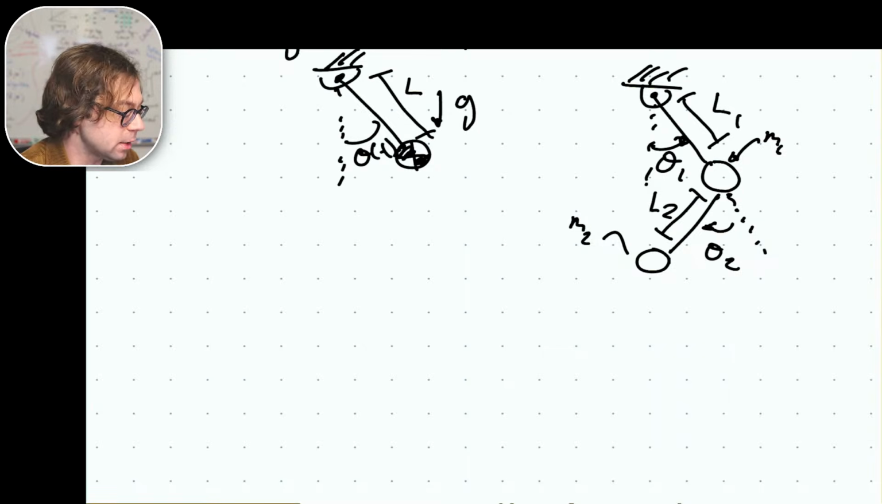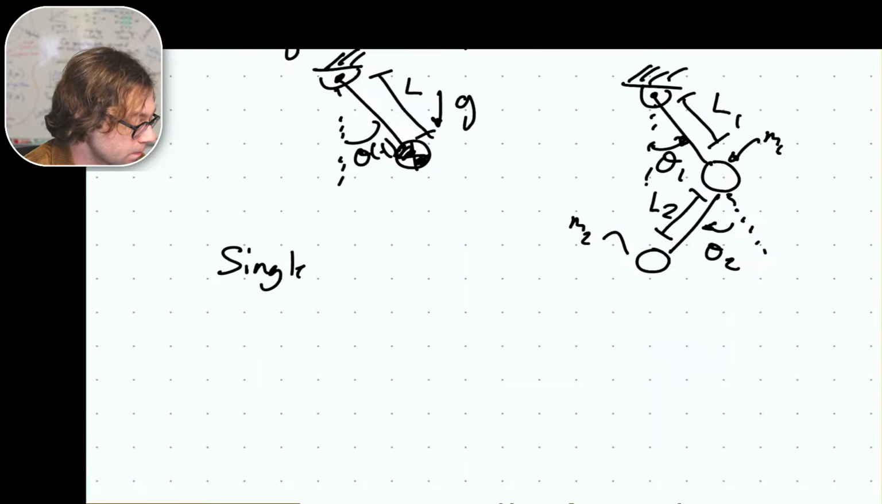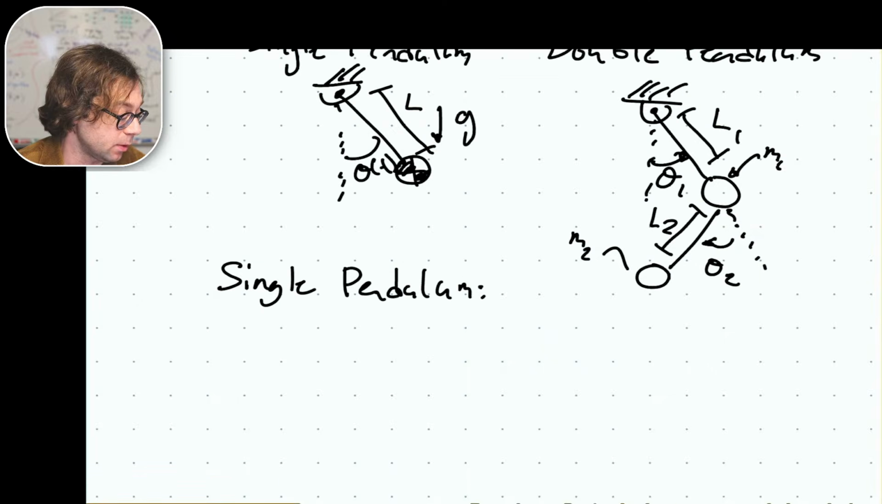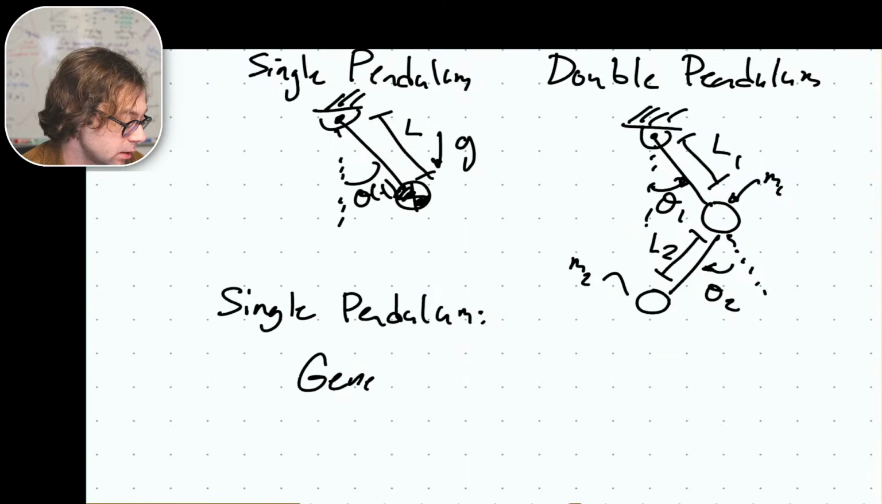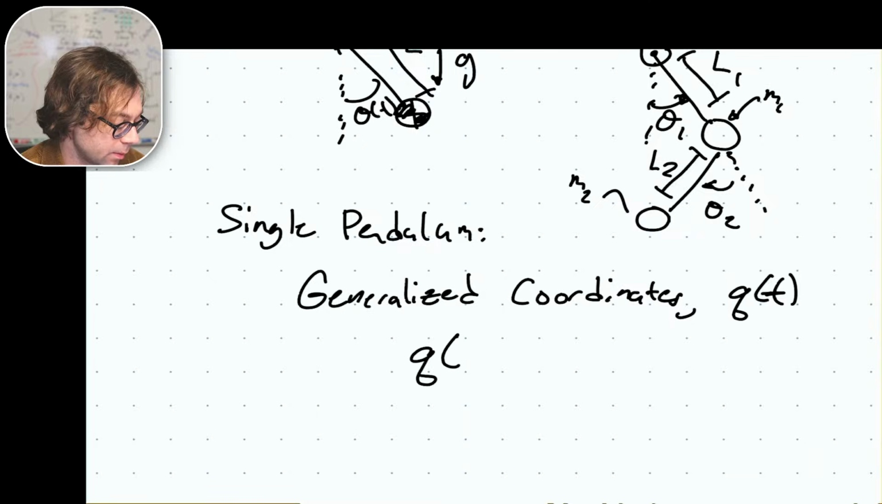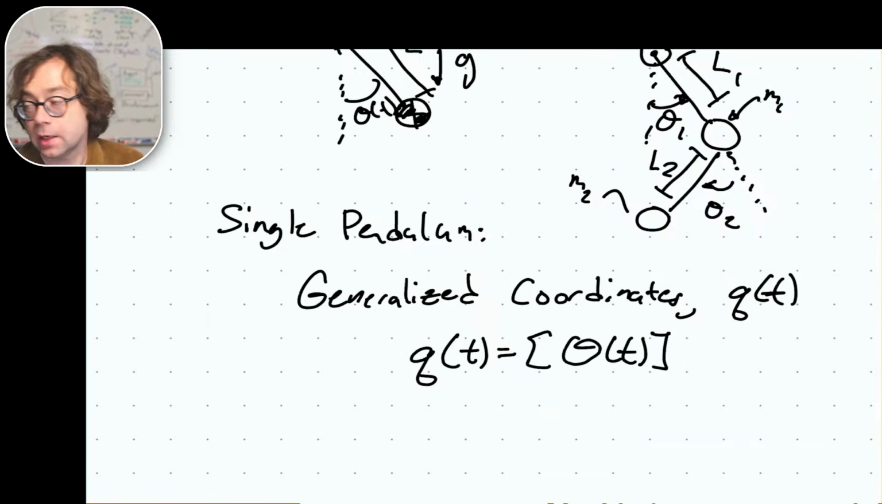So we want to use Lagrangian mechanics, and we have all the different steps. So let's do it for the single pendulum. First thing we're going to define are our generalized coordinates. Those are the degrees of freedom of our mechanism, okay? Our generalized coordinates, q of t. Now for the pendulum, it's only one of them. It is theta of t, for the single pendulum, right?